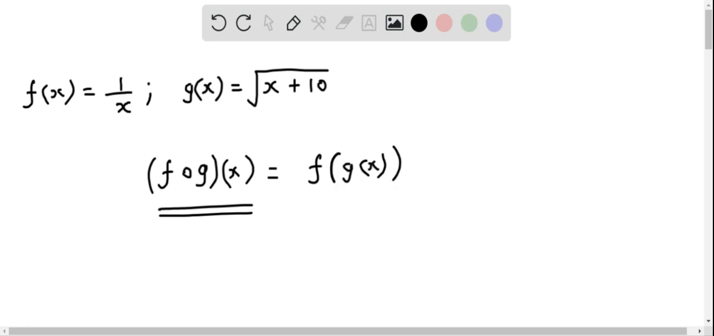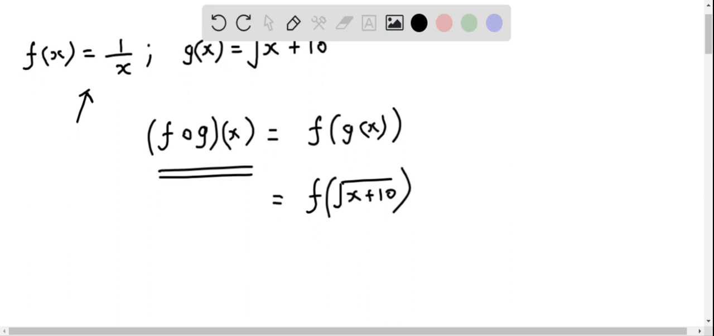So we give the input g of x to the function f of x. This is equivalent to f of, we now replace g of x by square root of x plus 10. So this becomes f of square root of x plus 10, which means we have to replace x by square root of x plus 10 in f of x. When we do that, we get 1 over square root of x plus 10. So this is basically f of g of x.